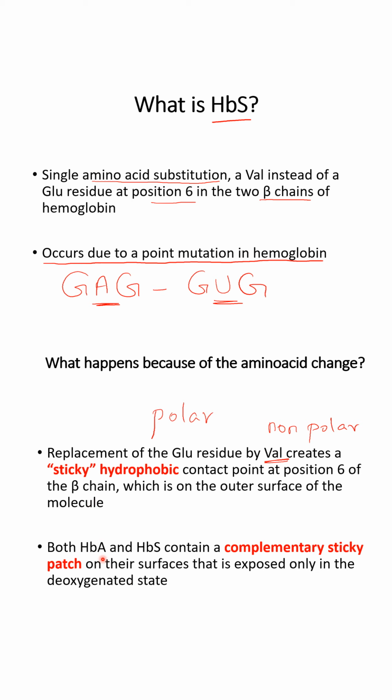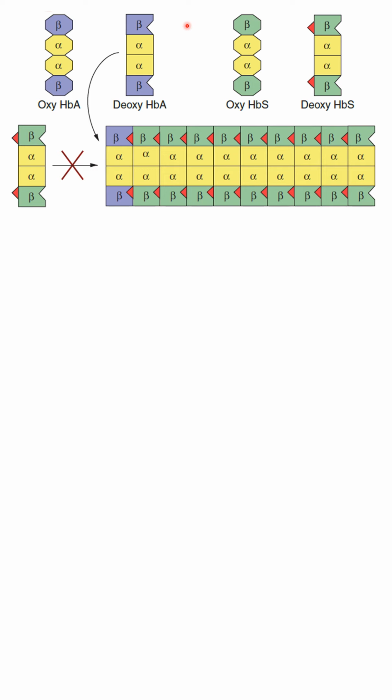Now, both normal hemoglobin variant and HbS contain a complementary sticky patch on the surface only when exposed in the deoxygenated state. So how does the sickling occur? This is a picture taken from Harper's textbook. This explains the basis behind the sickle shape of RBCs in HbS.